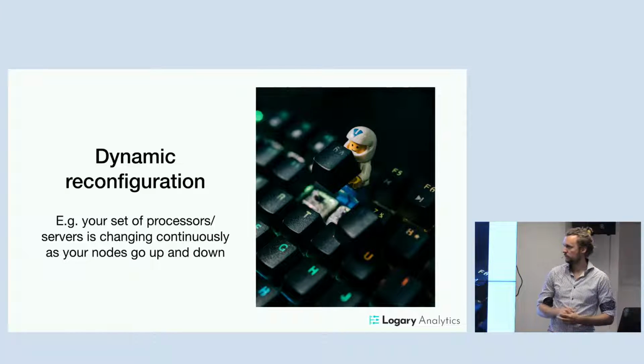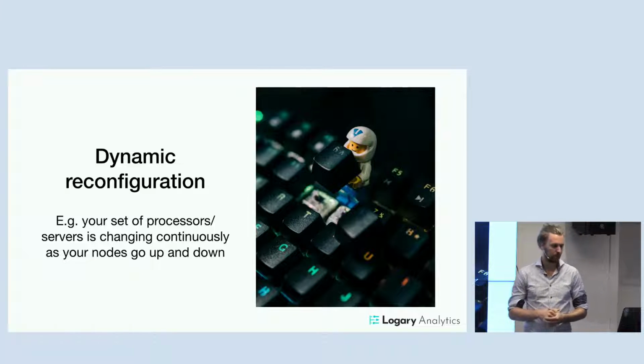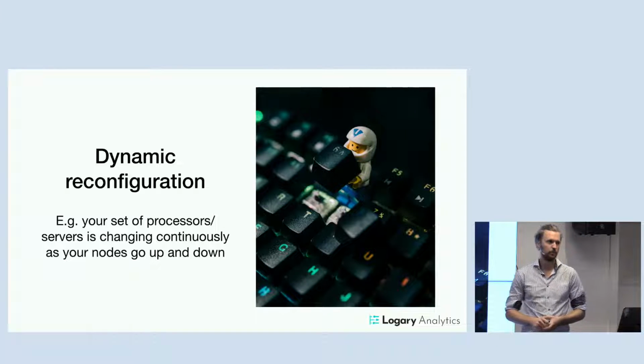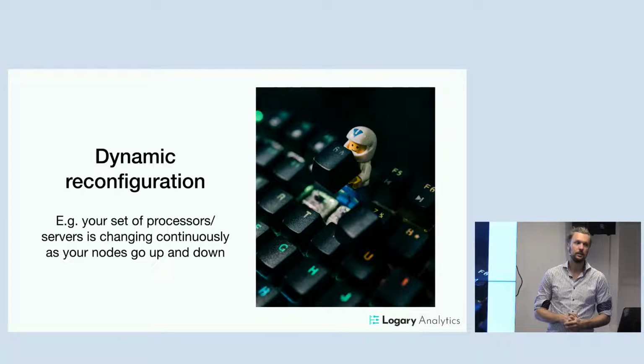So let's move into more advanced territory. We got something called dynamic reconfiguration. In a distributed system, this could be, for example, if you have a set of Kafka brokers and you want to dynamically reconfigure what brokers you send to based on their uptime or based on their liveness. Are they responding to my calls or not, basically?